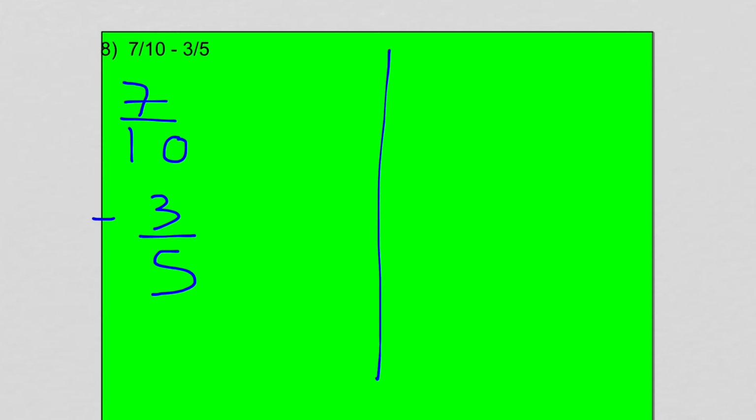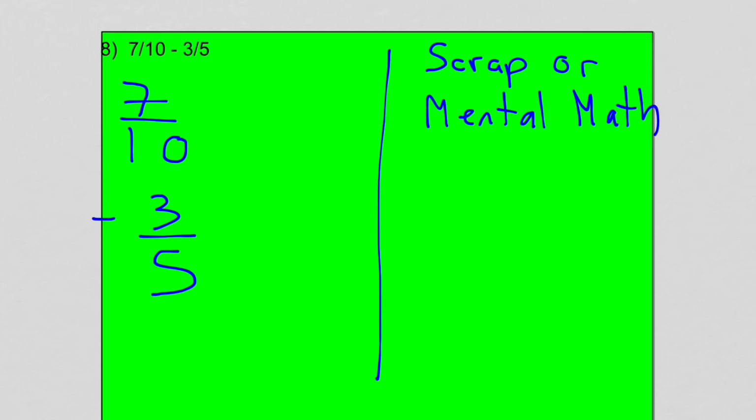Another question. 7 over 10 subtract 3 over 5. And I'm going to divide my page up, 1/2 for scrap work or mental math. Okay, and I want to get my lowest common denominator of 10 and 5. Again, if I know it by mental math, that's fine, but if I don't, I have to do some skip counting to find it. So I'll put my denominator 10, my denominator 5, and skip count.